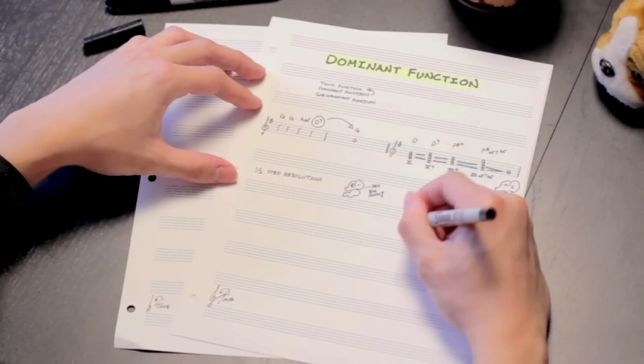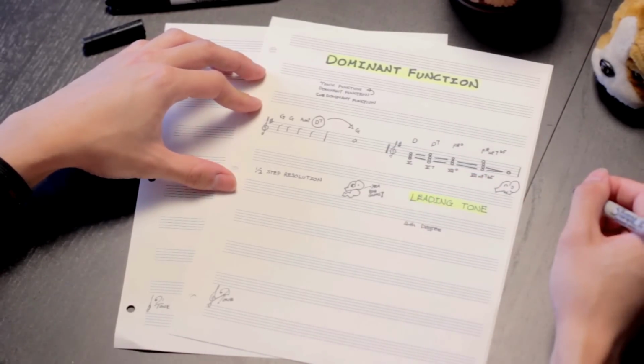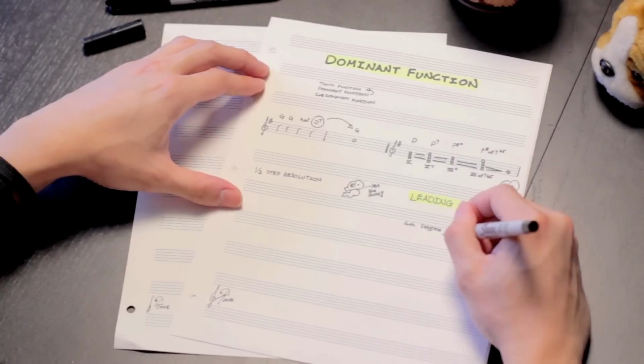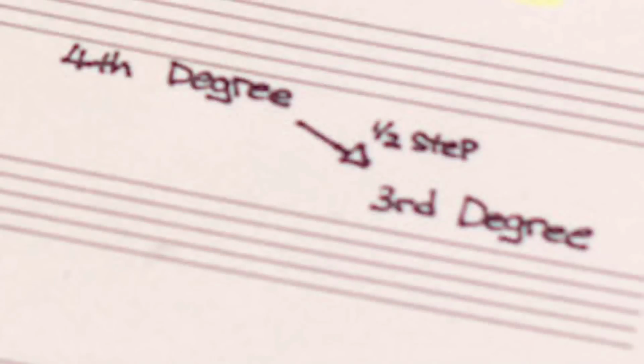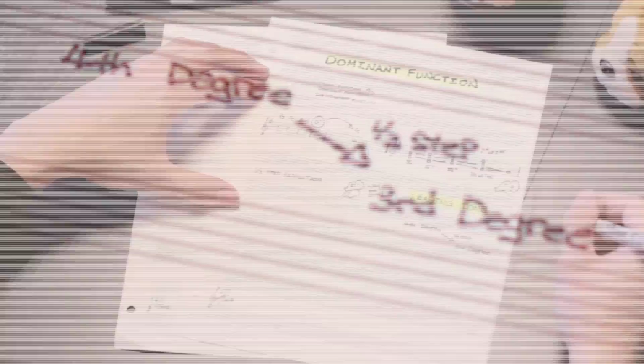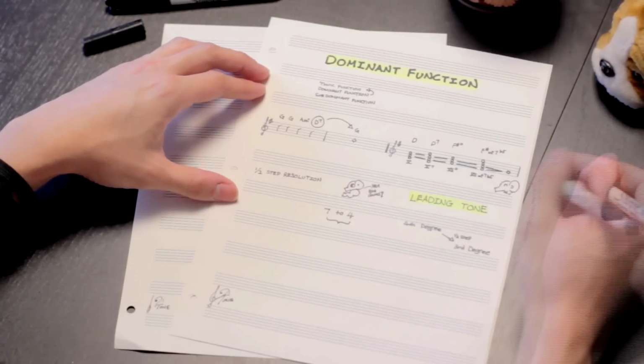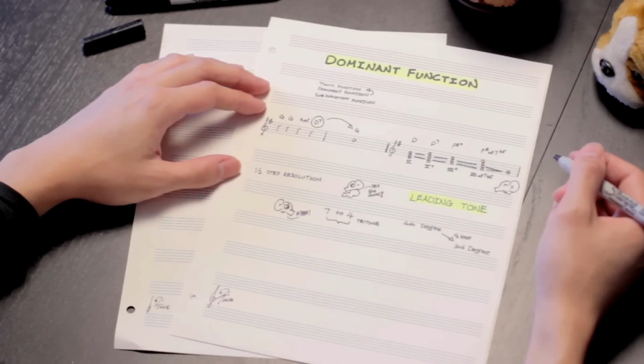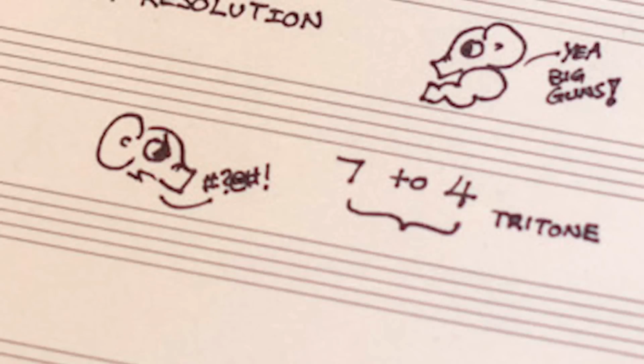Most dominant function chords also feature the 4th degree of the scale, which in major is a half step above the 3rd. This half-step motion downwards helps cement the resolution, especially considering the 3rd degree's importance in establishing tonic function. As a bonus, the interval between the 7th and the 4th degrees is a tritone, one of the most unstable intervals, providing even more drive to resolve to a nice, comfortable tonic chord.